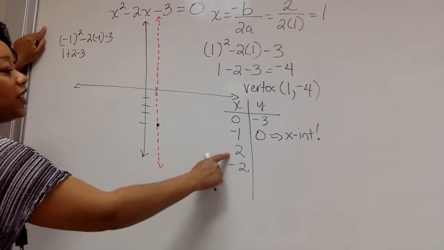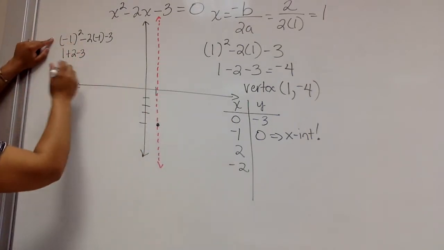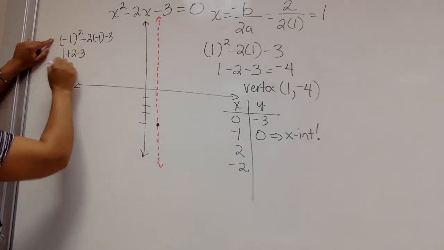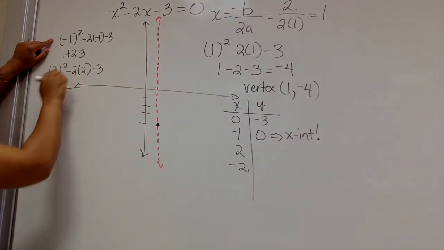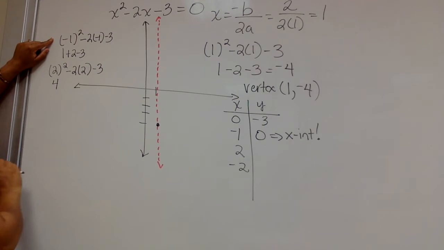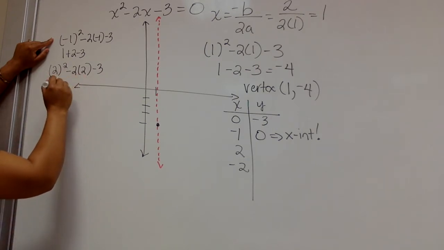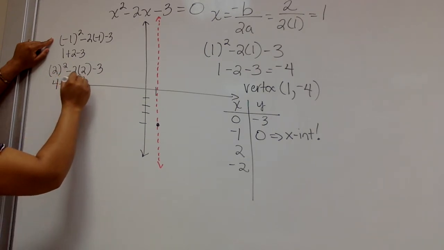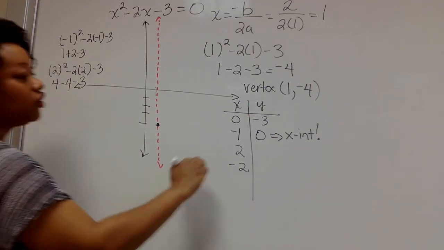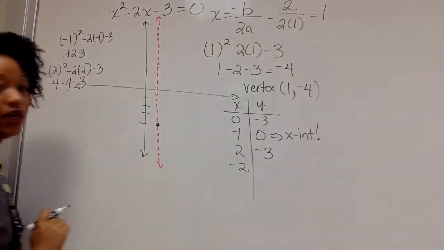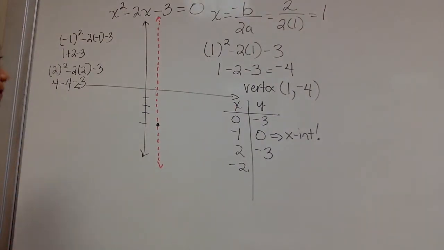Okay? When x equals 2, let's plug it in. That's 2 squared minus 2 times 2 minus 3. 2 squared is 4. Negative 2 times 2 is negative 4. Minus 3, when you do the math, the 4's cancel out. Your y is negative 3.